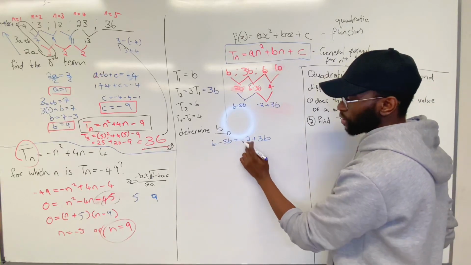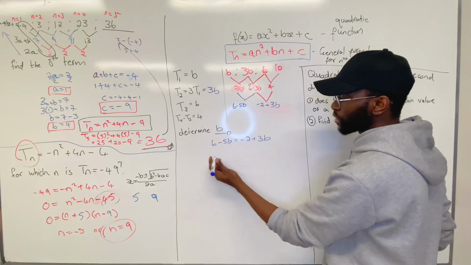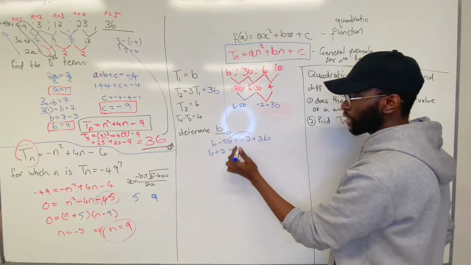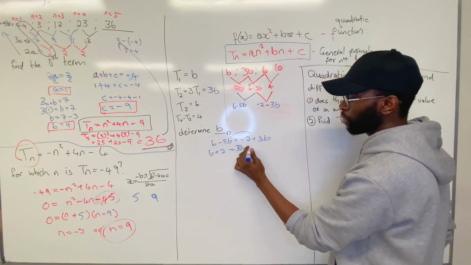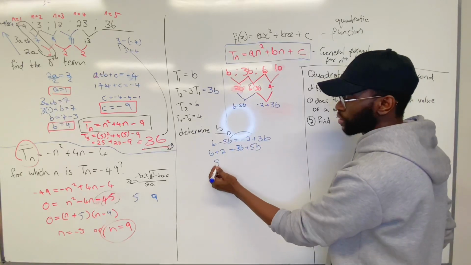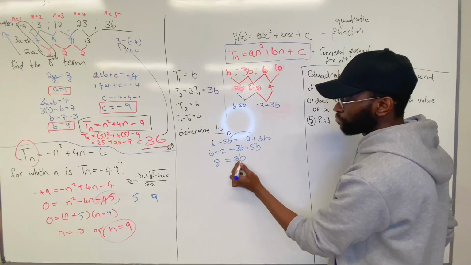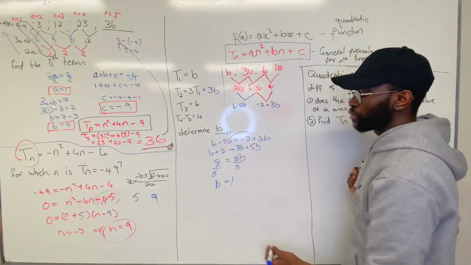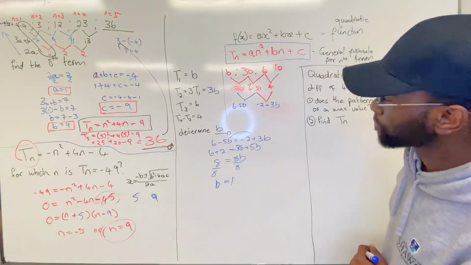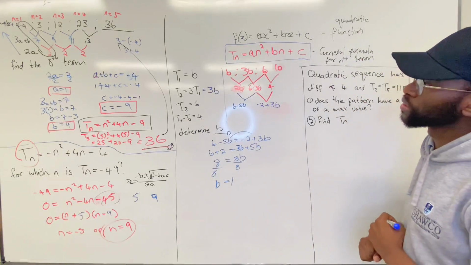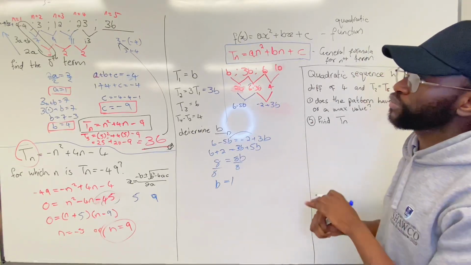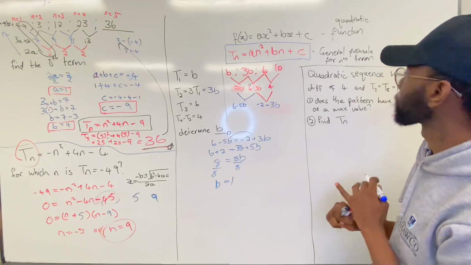Take the numbers on one side. We have 6 plus 2. Take this one on this side. We'll have 3b plus 5b. That's 8b. Divide by 8 on both sides. b is equal to 1. It's quite an interesting problem. It actually comes from a question paper of CAPS in South Africa.